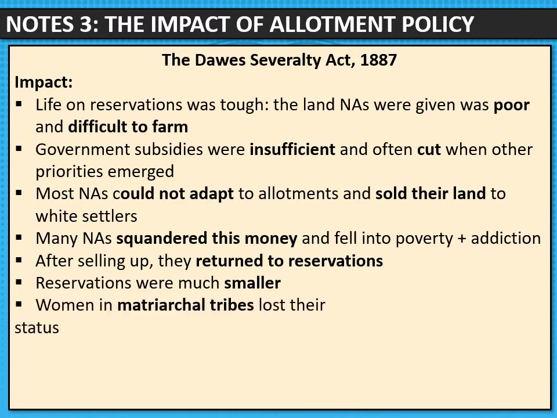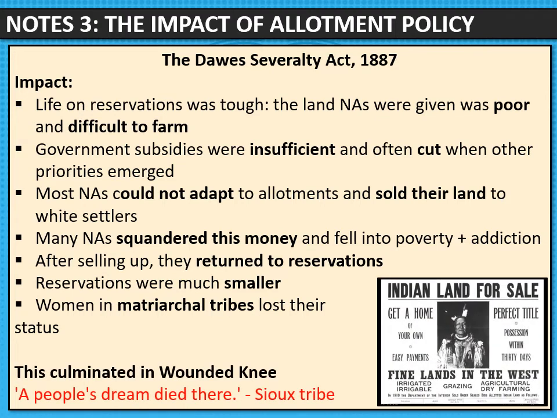At the same time, some Native American tribes were matriarchal, so the female was the head of the family. This is true with the Iroquois and the Cheyenne. And so women in those tribes lost their status as their allotments were given to the male head of the family. The culmination, really, of the US government's involvement with Plains Indians is seen in Wounded Knee, therefore, where a member of the Sioux tribe described how a people's dream died there.